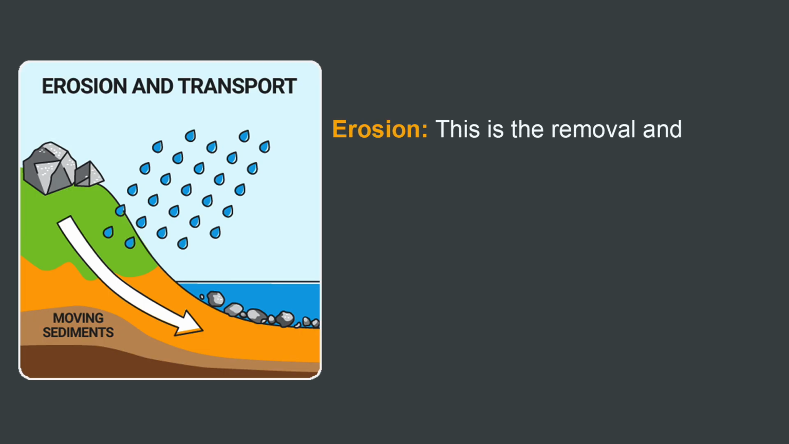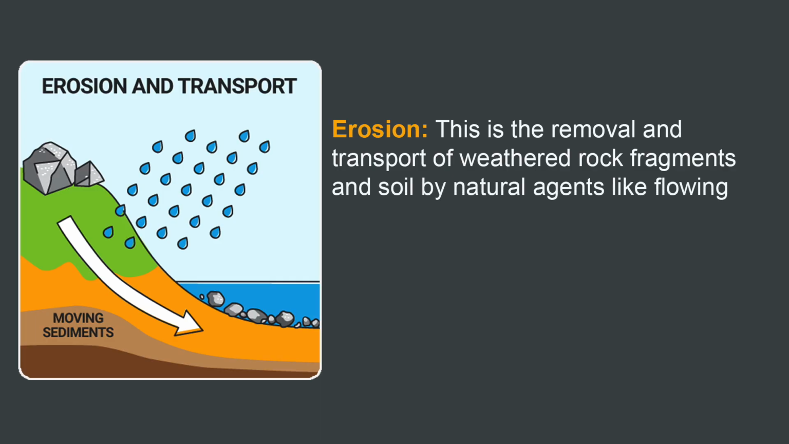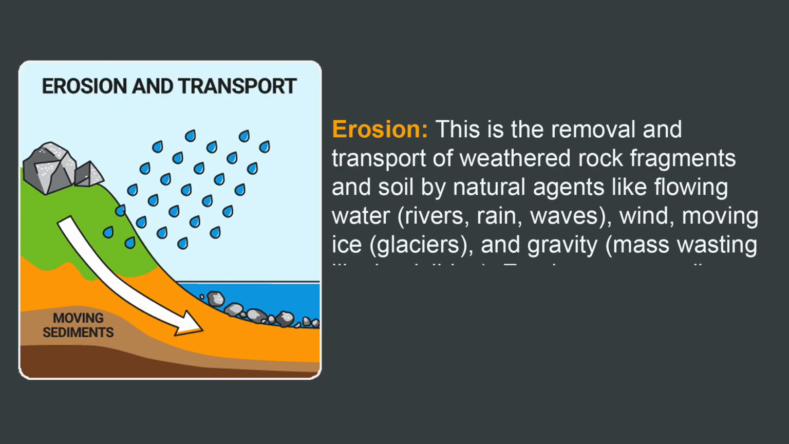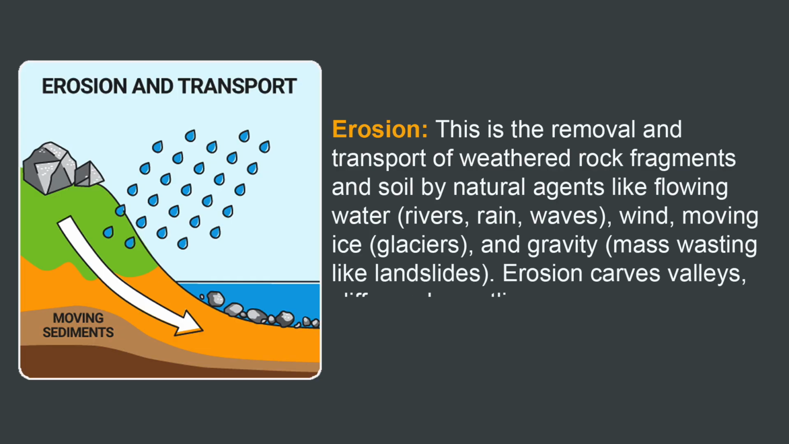The next procedure, erosion. This is the removal and transport of weathered rock fragments and soil by natural agents like flowing water, rivers, rain, waves, wind, moving ice, the glaciers, and gravity, mass wasting like landslides. Erosion carves valleys, cliffs and coastlines.